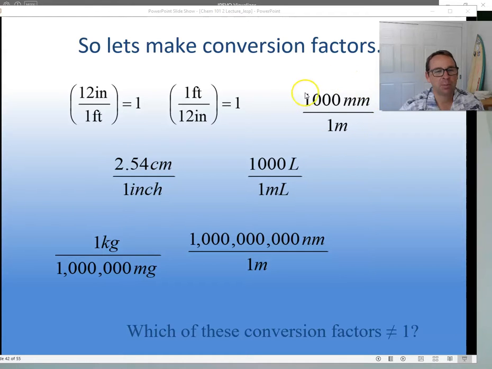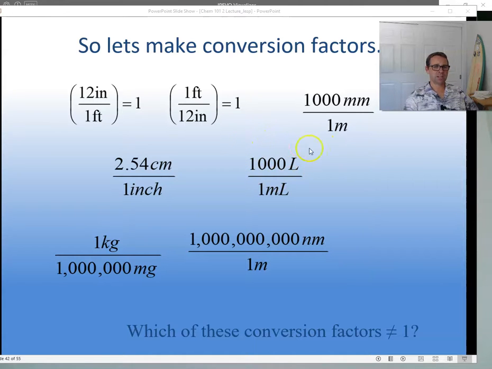So this one up top, 1,000 millimeters in 1 meter. We have a meter, that's about that big, right? Is that 1,000 millimeters? Is that fair to say or no? Or at least we can't rule it out, because a millimeter is a tiny thing. So could there be 1,000 in there? Maybe.